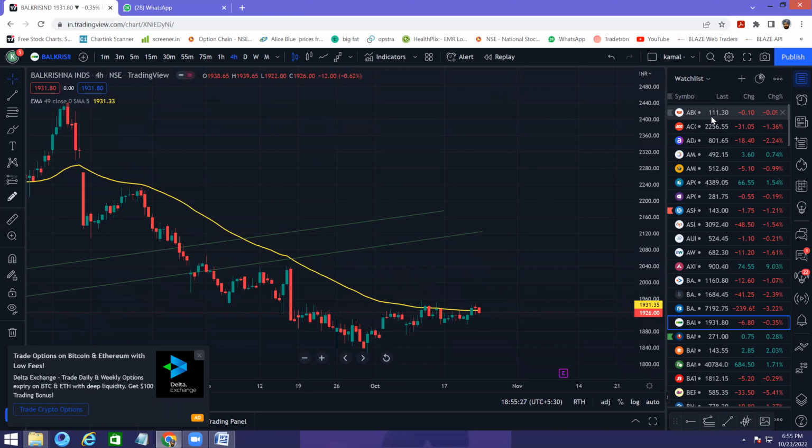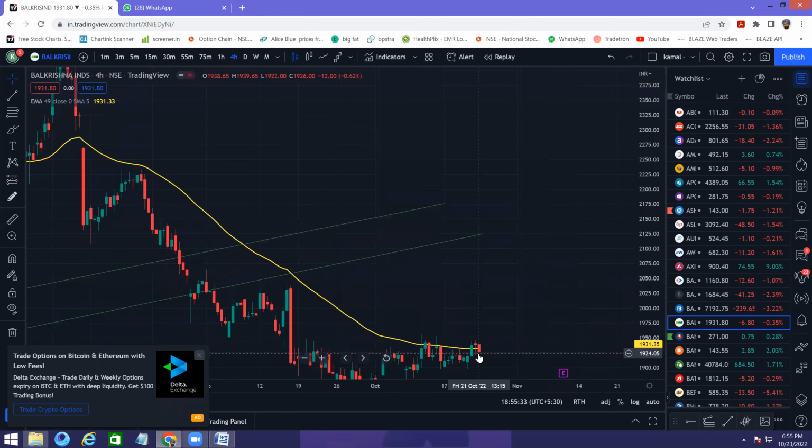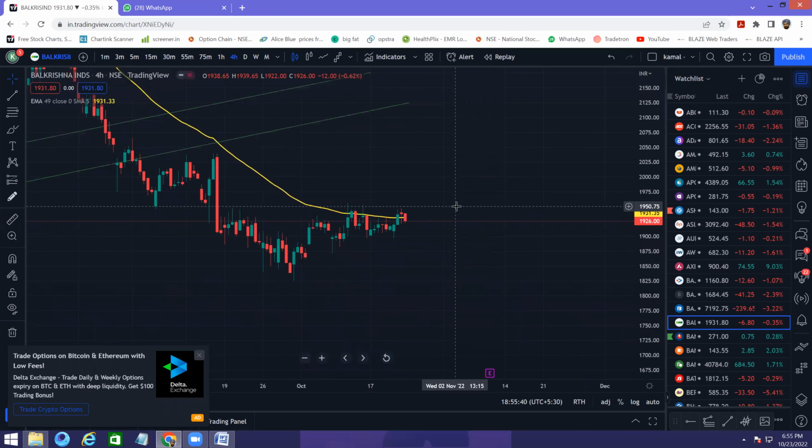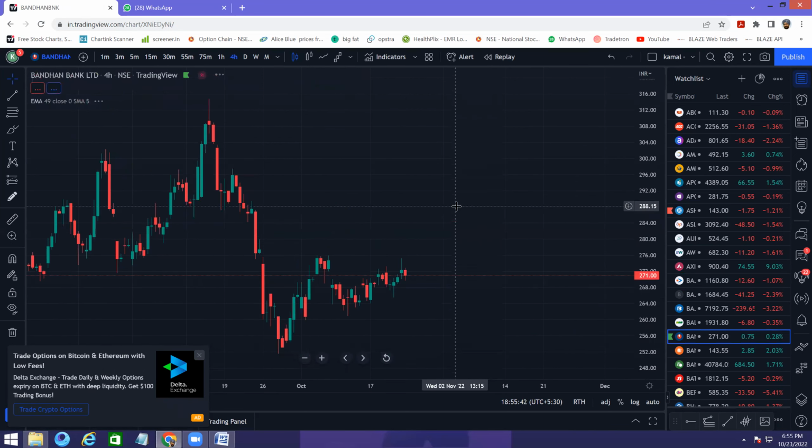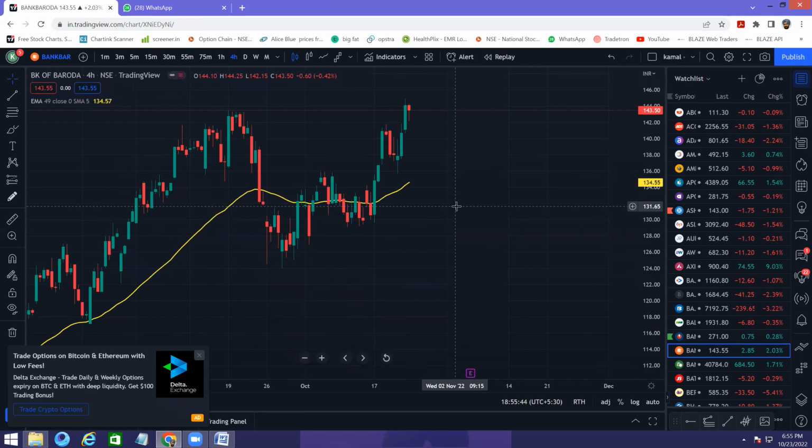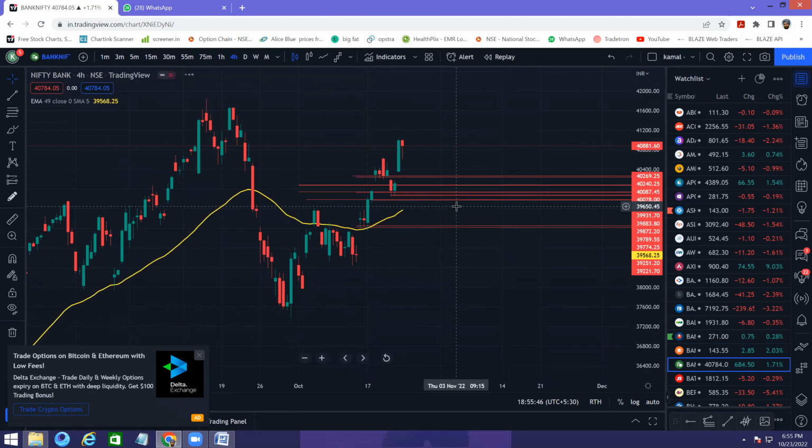Keep Balkrishna Industries in vision. We had a close above it, but the candle has closed below it. So if it again closes above the EMA, then it may give us an entry. Bank of Baroda already ran. Bank Nifty is also running.